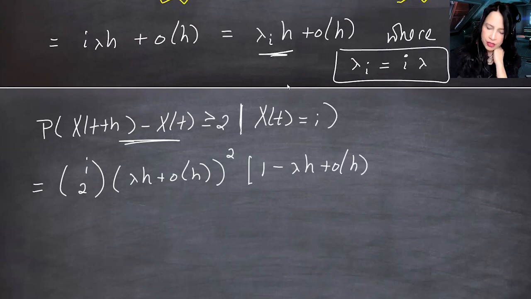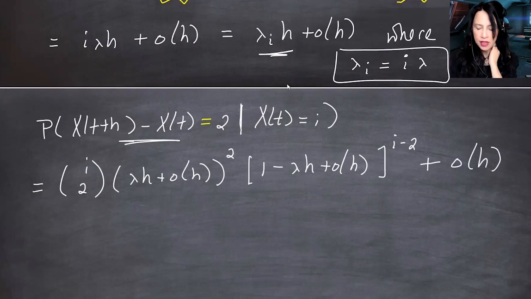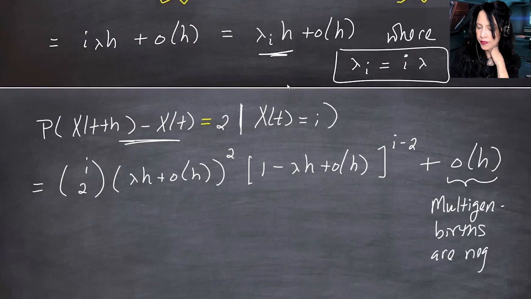You know what? Let me not do this all at once. Let me change this, I'm so sorry, to an equals sign. I don't know if that's worth it, but we get this to the I minus 2. And then here I get a little o of h term to start out with. And what this is representing is something I don't want to take the time to show. This says that multi-generational births are negligible.